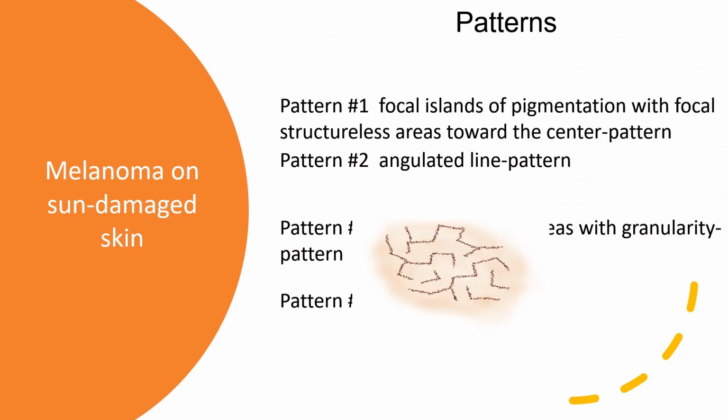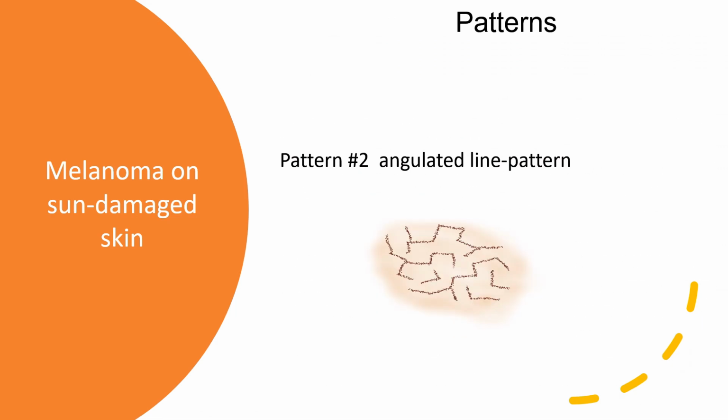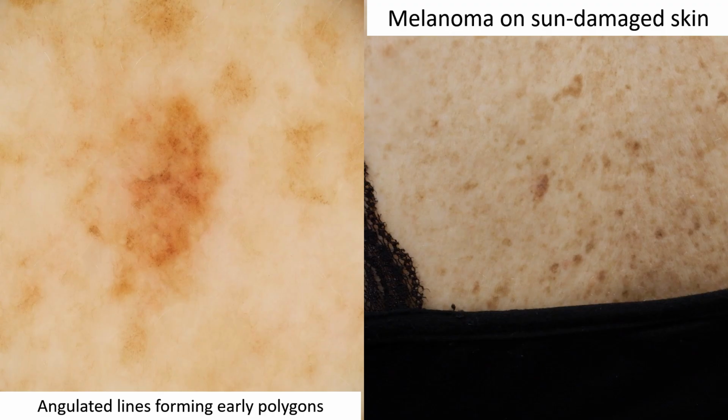Pattern 2. This has also been called the angulated line pattern. And here we have an example of this subtle melanoma on sun-damaged skin. And what we can see here are these angulated lines forming early polygons.